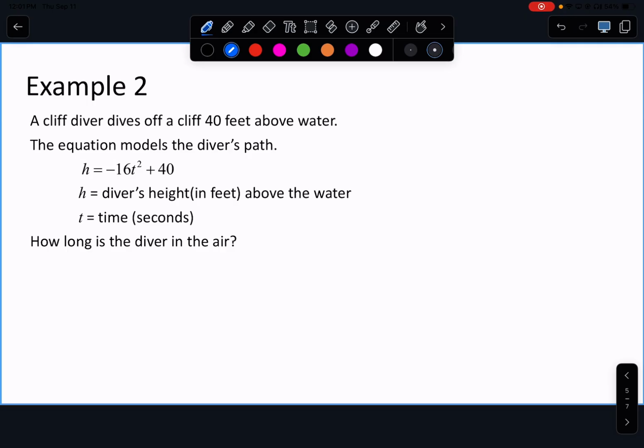So what are we going to substitute here? We're trying to figure out the time, how long. So Malaya, what are we going to substitute? Yeah, we're going to make h 0. So it's going to be 0 equals negative 16t squared plus 40.